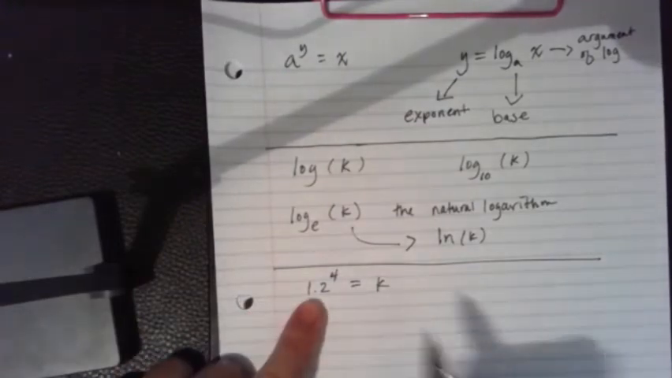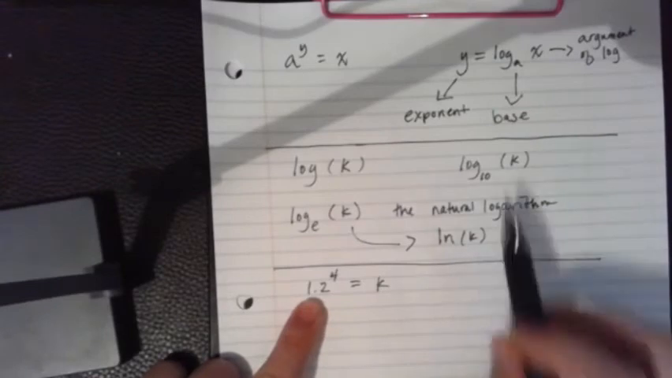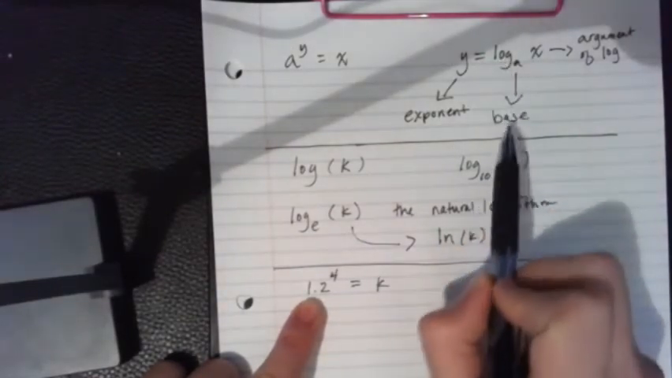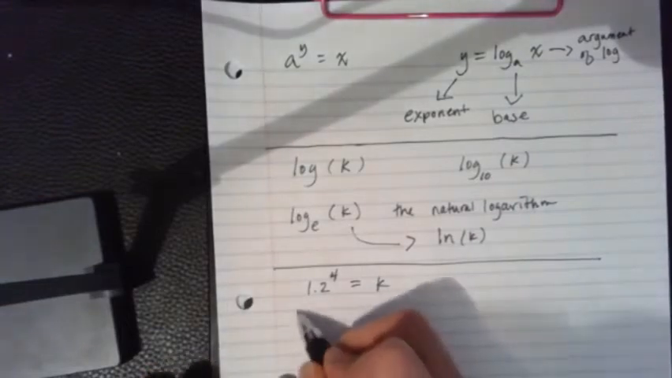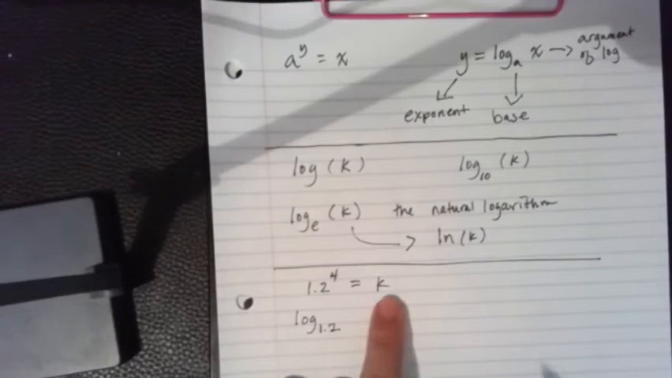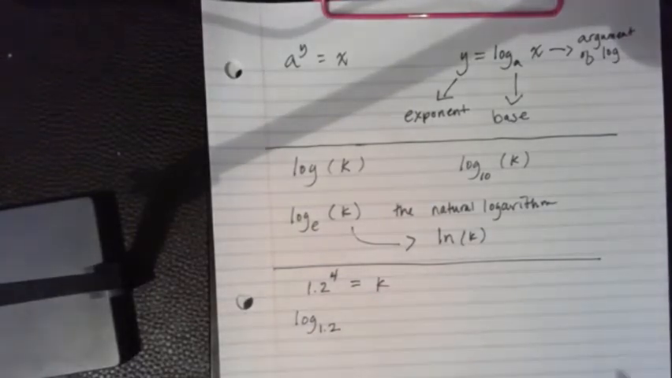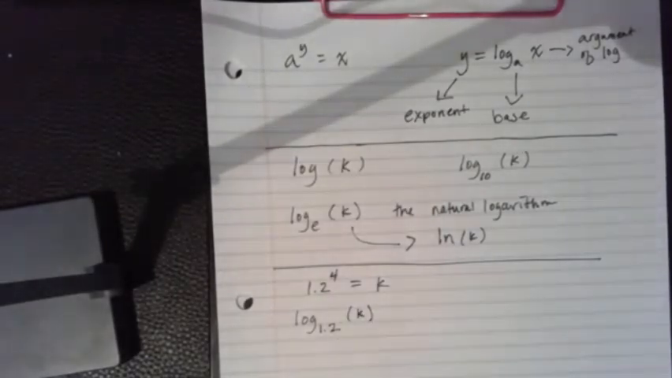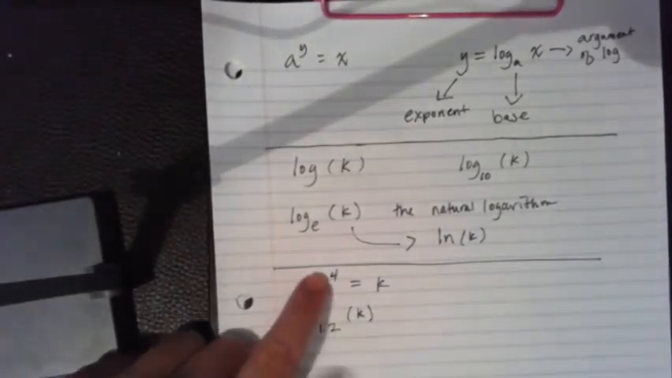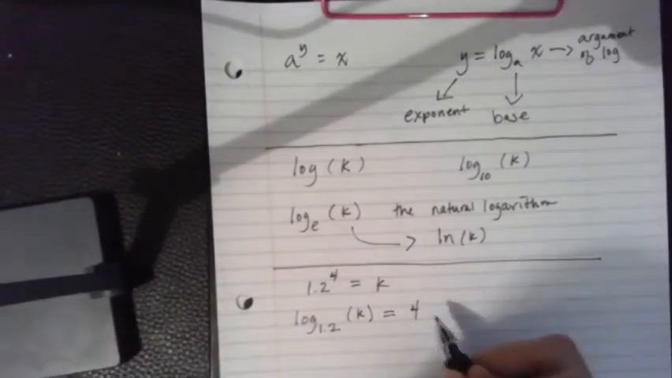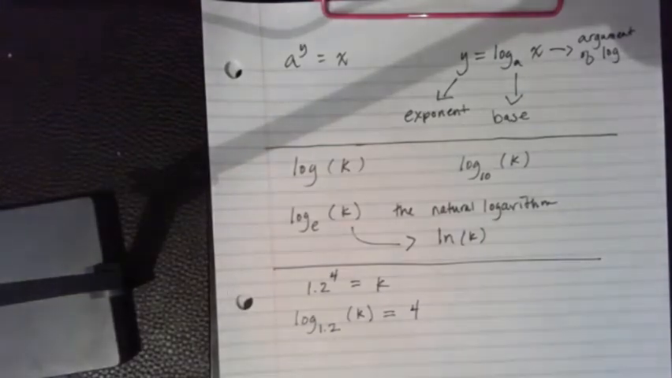So 1.2 here is my base, so I need to write that as log base 1.2. My result is the argument of the log, so that would go here next to the logarithm, k. And remember, my exponent is what this all equals to. So that we can say is 4.